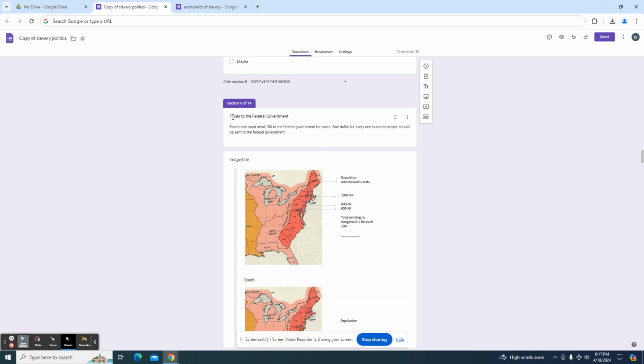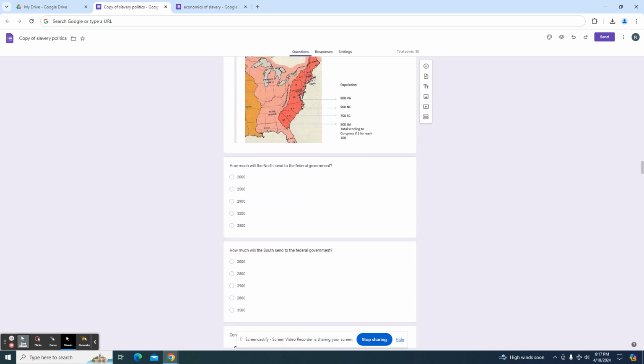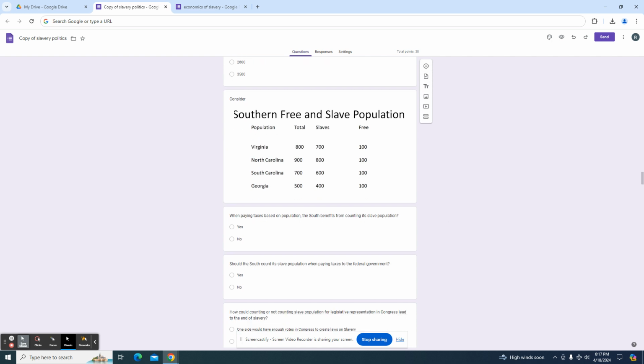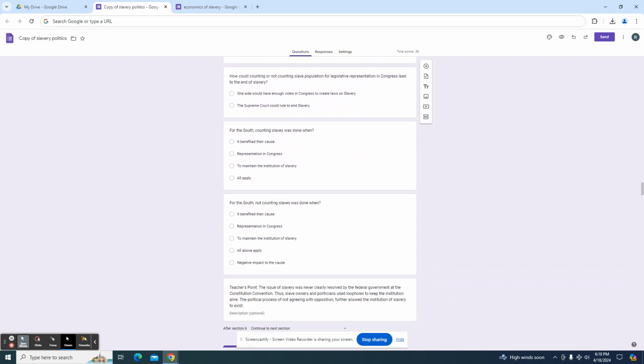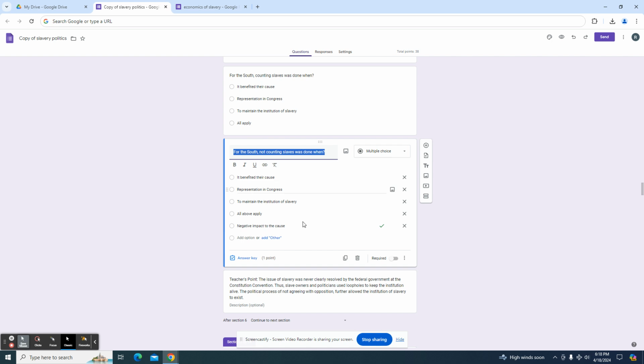This scenario here is looking at the issue of taxes, and what's going on here is that the southern states do not want to count their slave population when it comes time to pay for taxes to the federal government. Students are quick to point out the inconsistency in their argument with this particular section. For the South, not counting the slaves was done when negative impact to the cause.